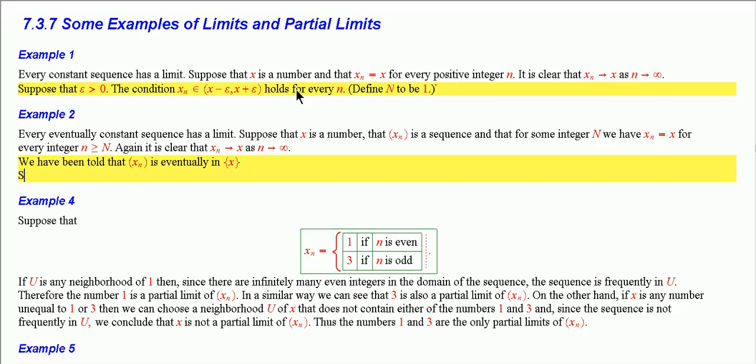Okay, here we go. Suppose that epsilon is greater than 0, right? We can see that for every n greater than or equal to this number big N, we have x sub n, which is x, belongs to that stick. Isn't that right? These are too easy. They're kind of annoying. Okay?